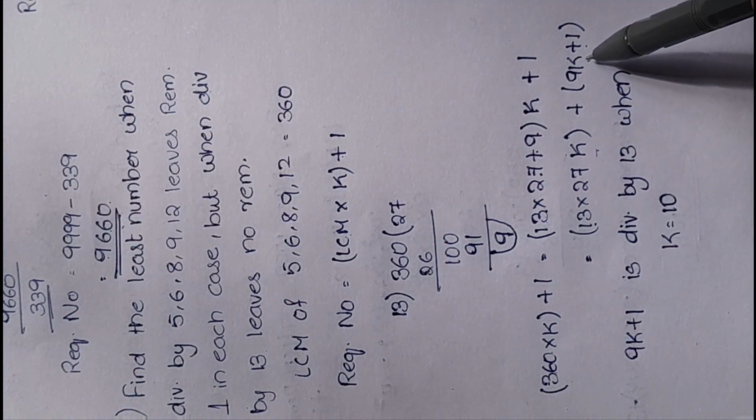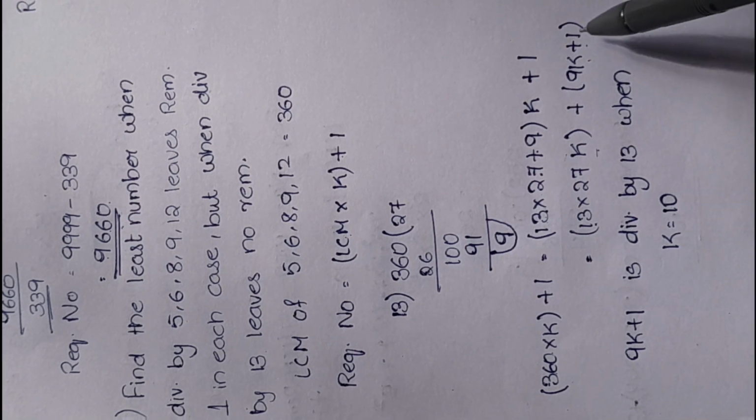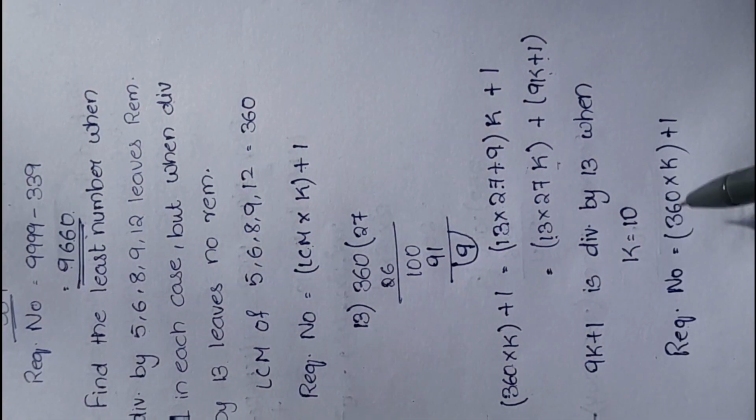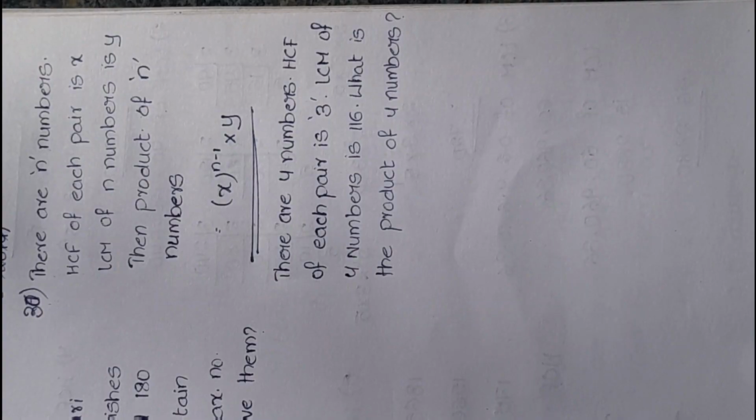On substituting k is equal to 1, k is equal to 2, k is equal to 3 and so on, when k is equal to 10, 9k plus 1 is divisible by 13. The required number is 360 into k plus 1, that is 360 into 10 plus 1. We get 3601 is the number.